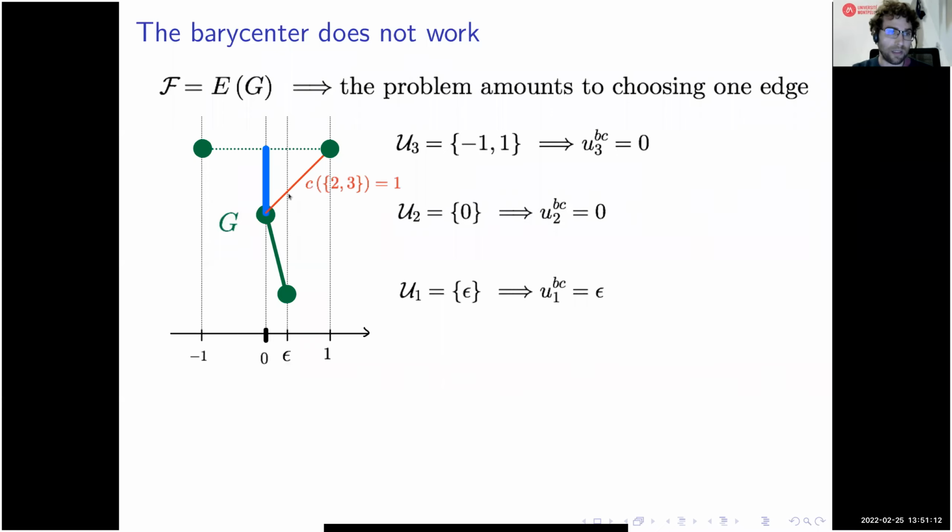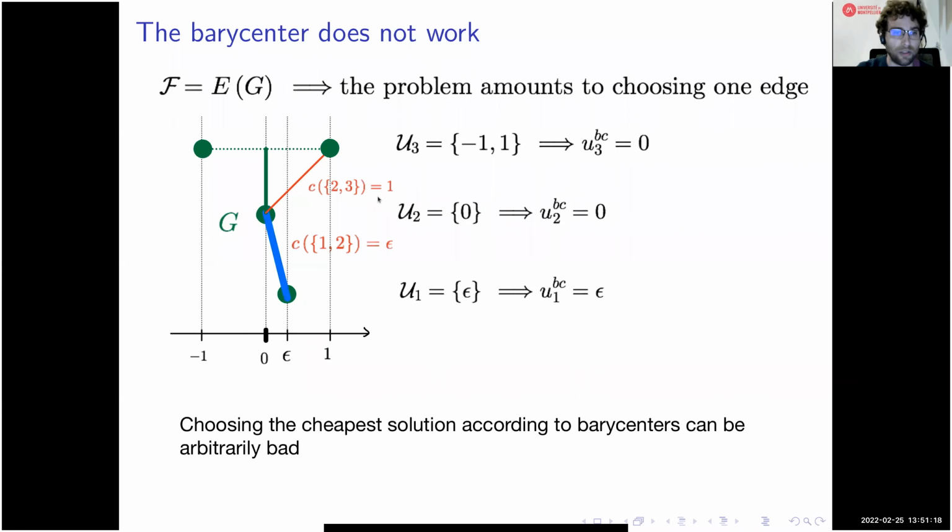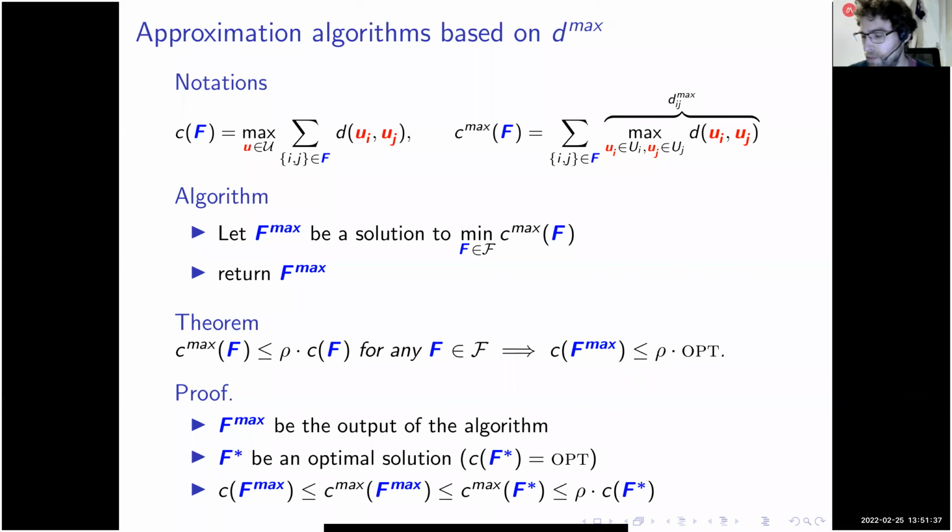But of course, in the worst case, if you take that edge, you get a cost of 1, while if you had taken the other edge, you would have got a cost of epsilon. So you see that choosing the cheaper solution according to the barycenter can be arbitrarily bad. Well, that's not so surprising. Very often in optimization under uncertainty, taking the mean value is not a good idea. A better idea is using the Dmax that I introduced before.